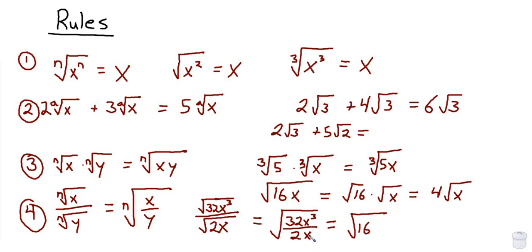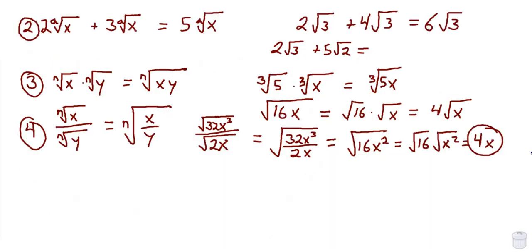X cubed divided by x, one of those x's is going to cancel out, so that's x squared. And now look what I have. I've got the square root of 16x squared, so let's use our product rule and split that apart. We call that the square root of 16 times the square root of x squared. The square root of 16 is 4. The square root of x squared is x. I have 4x. That quotient rule helped us out there.